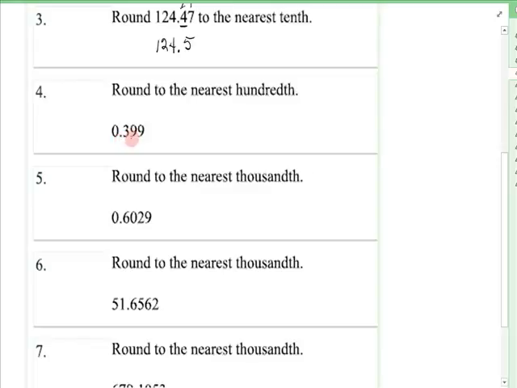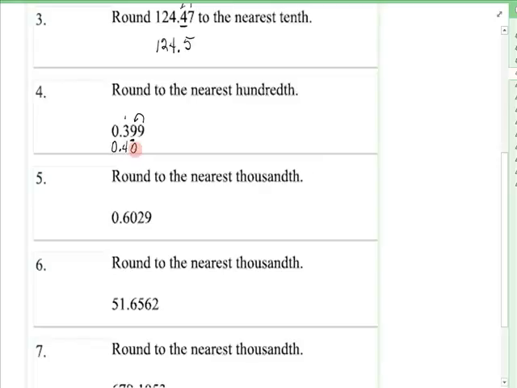Tenths, hundredths, this 9 is in the hundredths place. Now this problem has a little characteristic we really need to pay attention to. The 9 tells you to round up, but rounding up a 9 turns it into a 10. So I will put the 0 and carry the 1, so this will be 0.40.